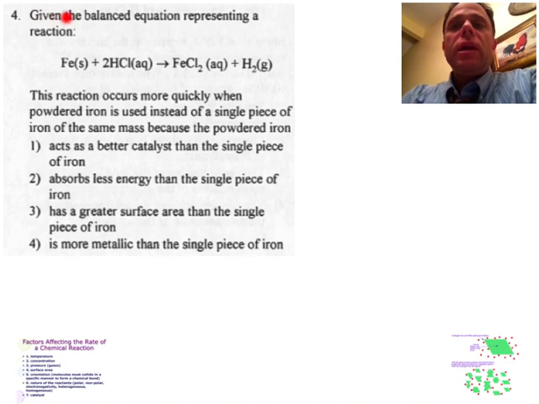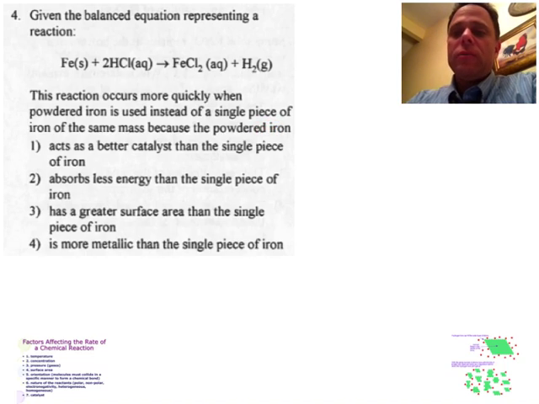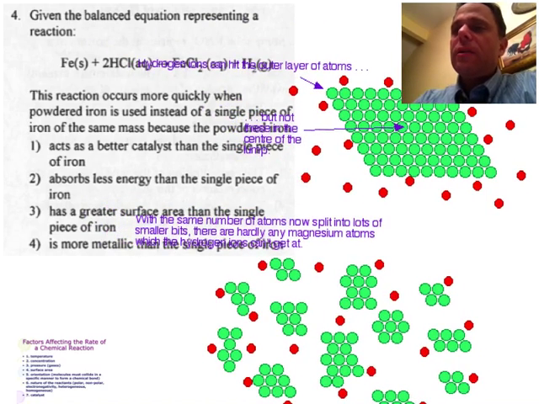Question 4. Given the balanced equation representing a reaction, we have iron solid combining with 2 moles of hydrochloric acid. It's aqueous, so it's an acid, yielding iron(II) chloride, aqueous, and hydrogen gas. The question: this reaction occurs more quickly when powdered iron is used instead of a single piece of iron of the same mass, because the powdered iron, well, let's look at a representation of that.